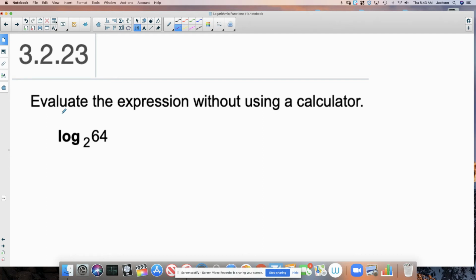Okay, evaluating logs without a calculator. Again, I'm just going to keep hammering this point that being able to do this will help you understand logarithms better when we get into some of the other crazy stuff that we're going to do.